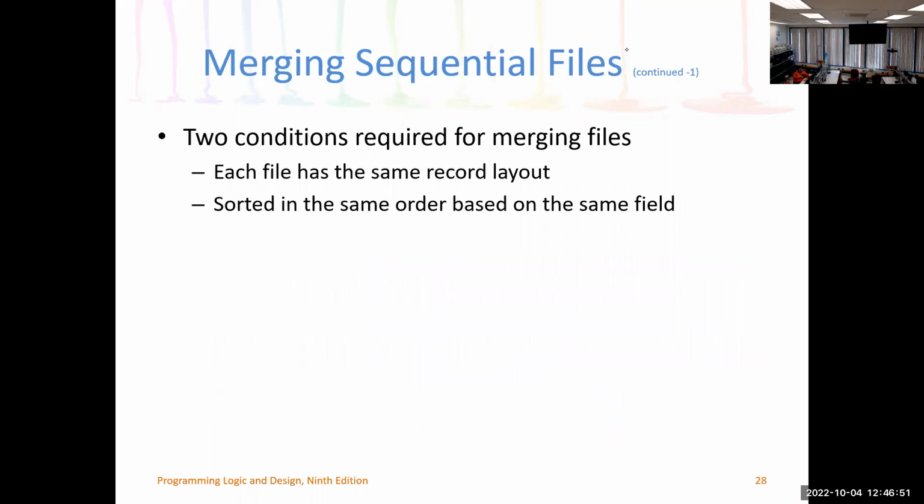Two conditions are required for merging files. Each file has the same record layout. That means it will sort by name, then address, and then parent for the first file. The second file also has the same, right? And it is sorted in the same order. It can be sorted on the name order, on the parent order, or in some other order, whatever it is. But they must be in the same order.